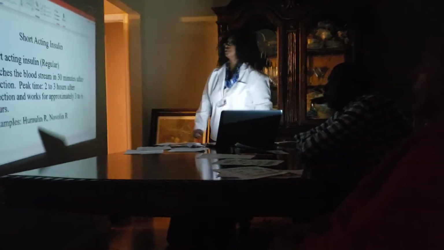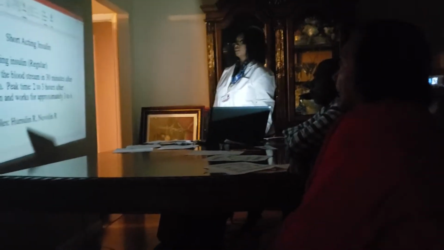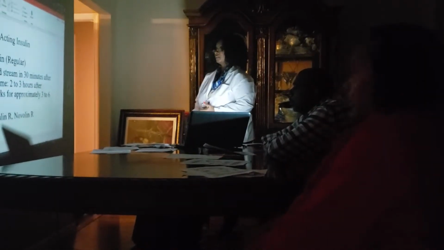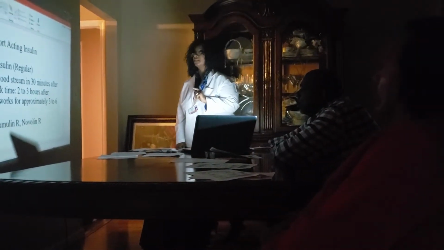Your next insulin is a short-acting insulin. A short-acting insulin is better known as regular insulin. It reaches the bloodstream in 30 minutes after injection. Its peak time is 2 to 3 hours after injection, and it works for approximately 3 to 6 hours. An example is Humulin R and Novolin R. We're going to use that Humulin R to get that blood sugar down, which is a short-acting insulin.